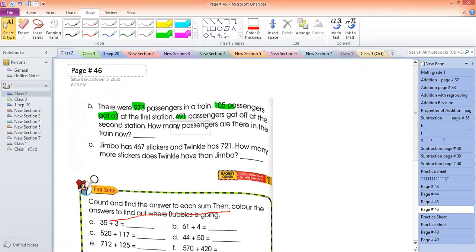How will you do it? For that, first you need to know how many passengers got off in station 1 and station 2. I'm going to unmute all of you so that you can participate. Yes guys, how many passengers got off at the first station?